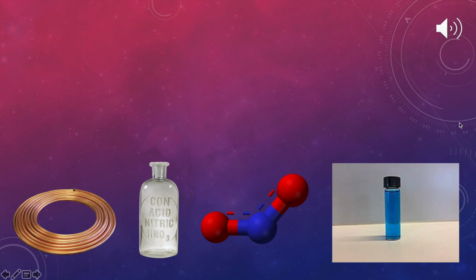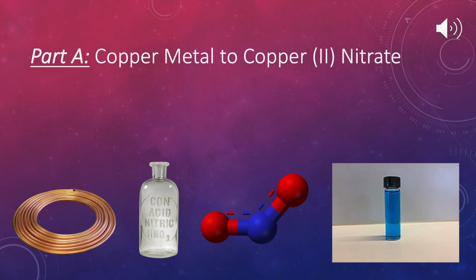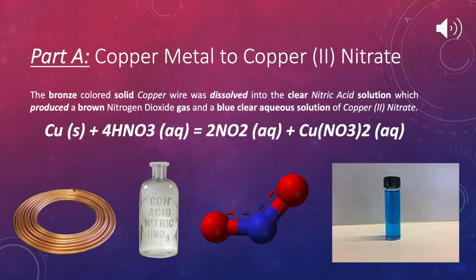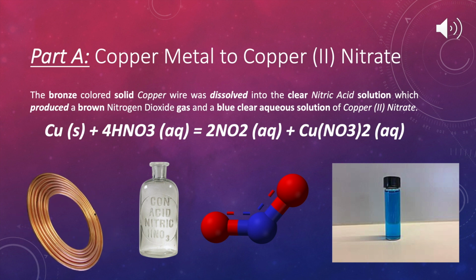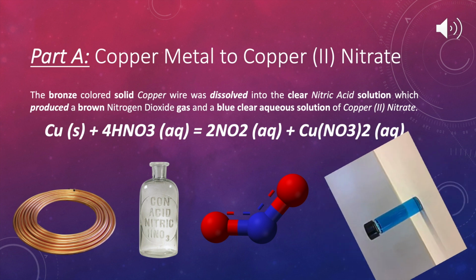In part A of the experiment, we turned the copper metal into copper II nitrate. The bronze-colored solid copper wire was dissolved into the clear nitric acid solution, which produced a brown nitrogen dioxide gas and a blue clear aqueous solution of copper II nitrate.